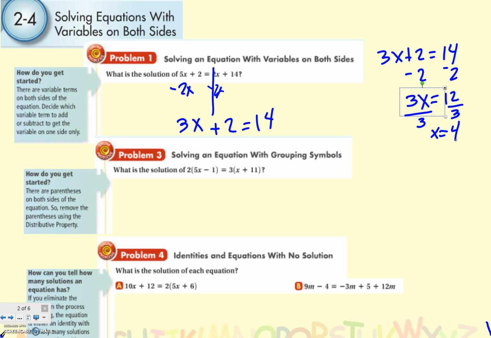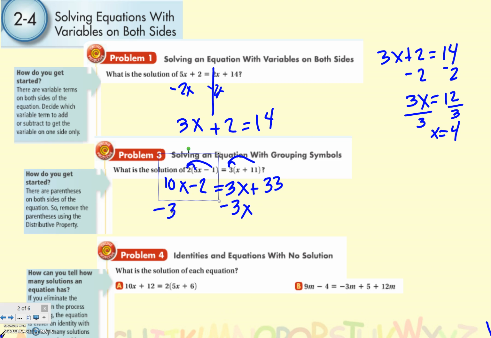Now if you look at the next one, which is an equation that also has variables on both sides, but it throws in grouping symbols. So before we can actually solve the problem, we have to distribute. So remember that you distribute the number on the outside to everything on the inside. So this gives us 10x minus 2 equals 3x plus 33.